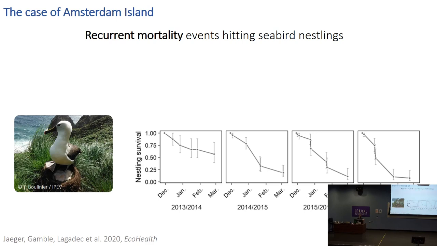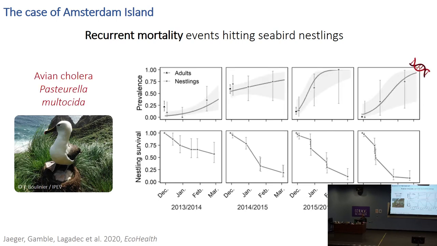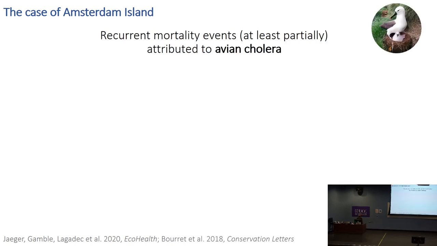In parallel to those mortalities, we detected the bacteria Pasteurella multocida, which is the agent causing avian cholera. So you can see here that we have a nice mirror effect, a nice symmetry between the prevalence of the bacteria in the chicks, in the seabirds during the breeding season, and the mortality. So we have years with very intense outbreaks. Lots of the chicks are getting infected, and lots of the chicks are dying. So we are pretty confident that those bacteria are involved in the recurrent mortality events that we are observing.